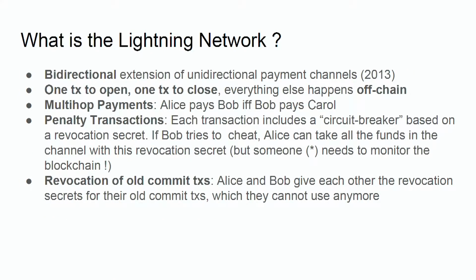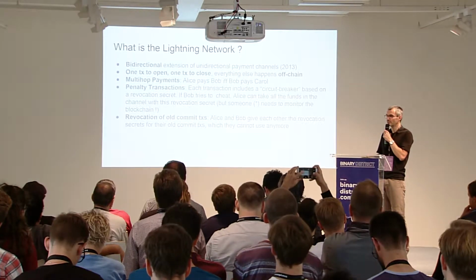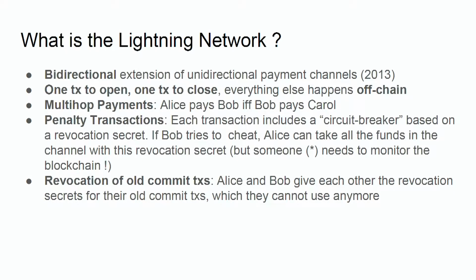Lightning channels are bidirectional. You can pay and you can receive money. There's one Bitcoin transaction to open channels, one Bitcoin transaction to close channels, but everything else happens off-chain. So there can be lots of updates and you don't see them. And the big thing about Lightning is the multi-hop payments. If you can find a route to someone, you can pay them. You don't have to open channels to everyone you want to pay. That's the thing that is really special about Lightning.